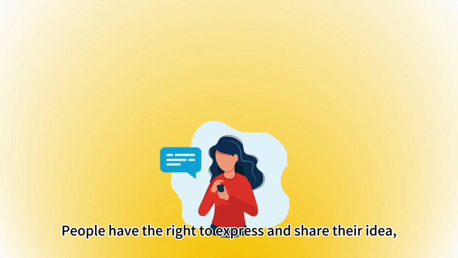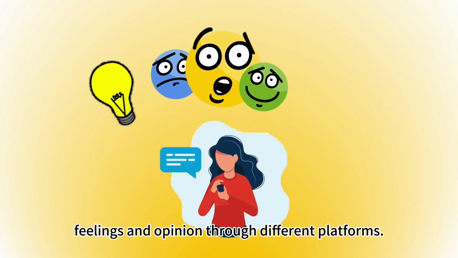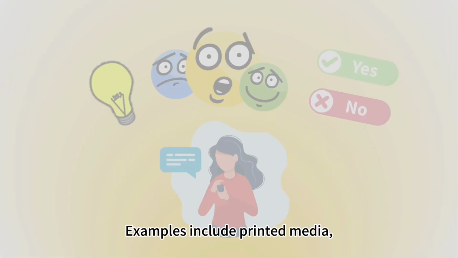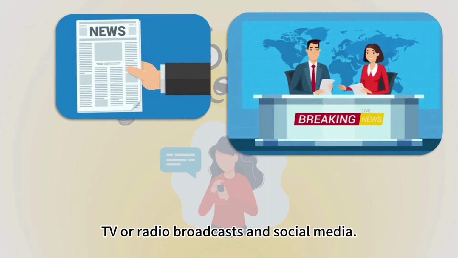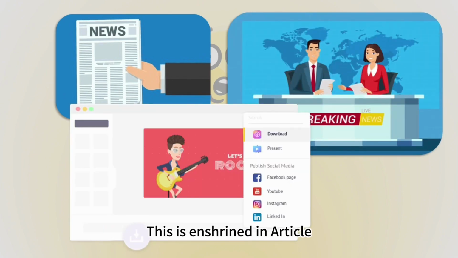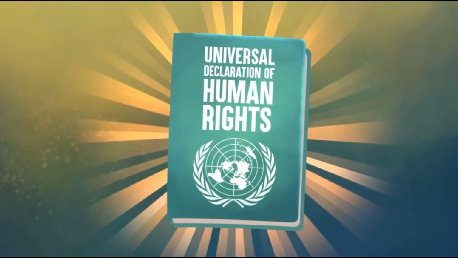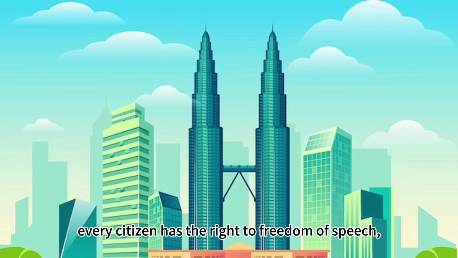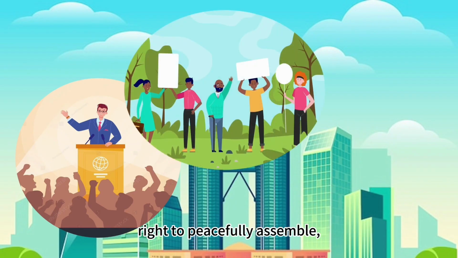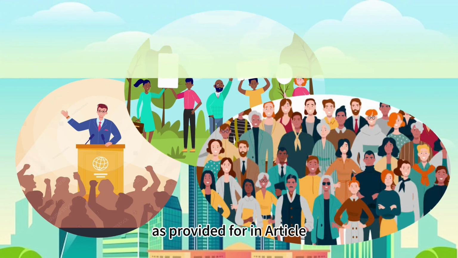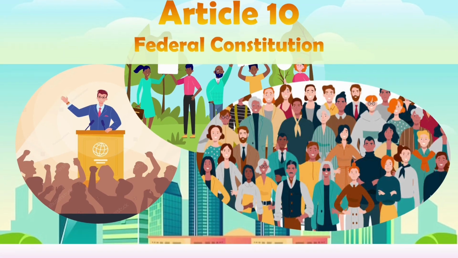People have the right to express and share their ideas, feelings, and opinions through different platforms. Examples include printed media, TV or radio broadcasts, and social media. This is enshrined in Article 19 of the Universal Declaration of Human Rights. In Malaysia, every citizen has the right to freedom of speech, the right to peacefully assemble, and the right to form associations, as provided for in Article 10 of the Federal Constitution.